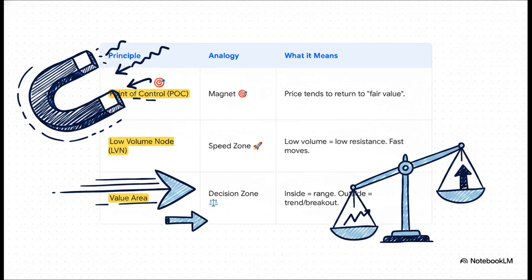And finally, the value area is your decision zone. If price is inside it, you're probably in a balanced, choppy market. If it's outside, things are getting interesting. That's where you look for trends and breakouts.